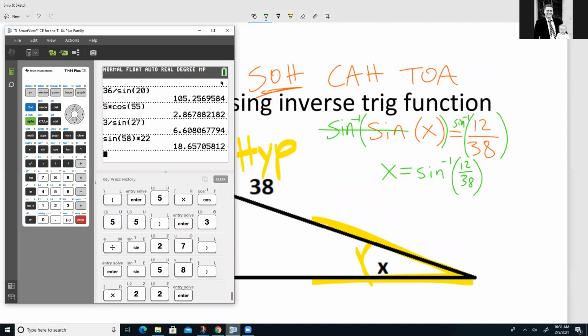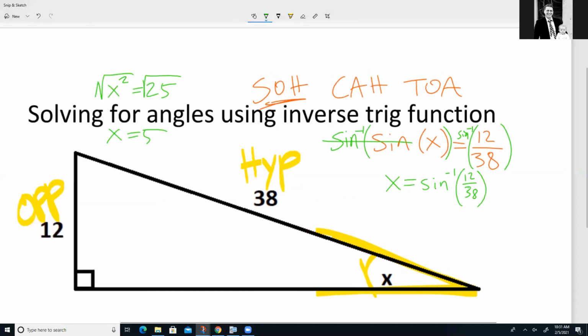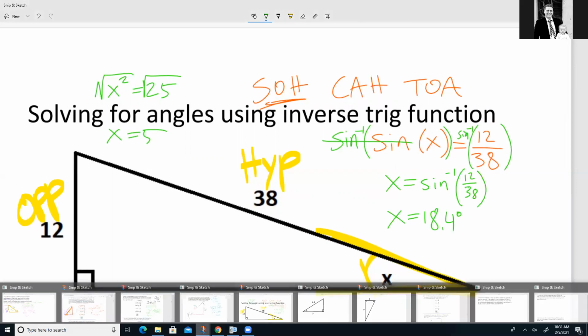What will that give us? 18.4. So we know that x is an 18.4 degree angle. Let's look at another one.